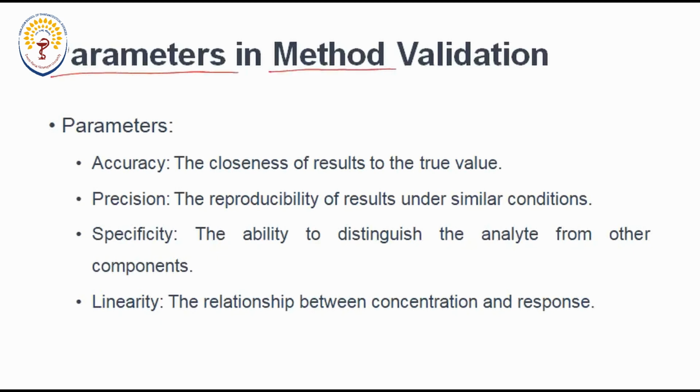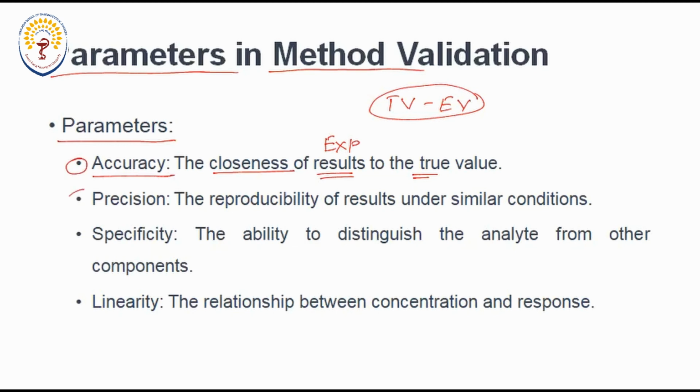Now what are the parameters in method validation? There are the following parameters. Number one is accuracy. I have said that accuracy is the closeness of our experimental results to the true value. The more it is close, the lesser is the difference between the true value and the experimental value, the more accuracy our method is having. So we have to check for accuracy, and it is good to have higher accuracy in our method.